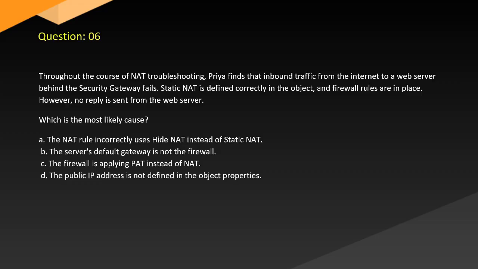A. The NAT rule incorrectly uses hide NAT instead of static NAT. B. The server's default gateway is not the firewall. C. The firewall is applying PAT instead of NAT. D. The public IP address is not defined in the object properties.